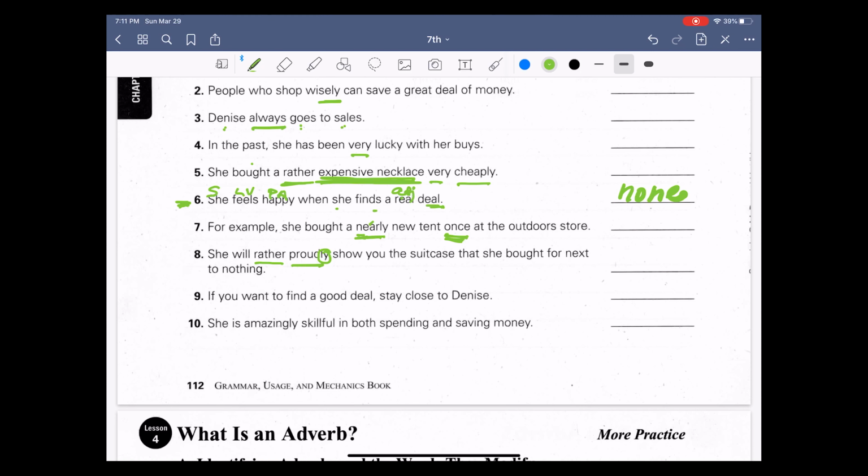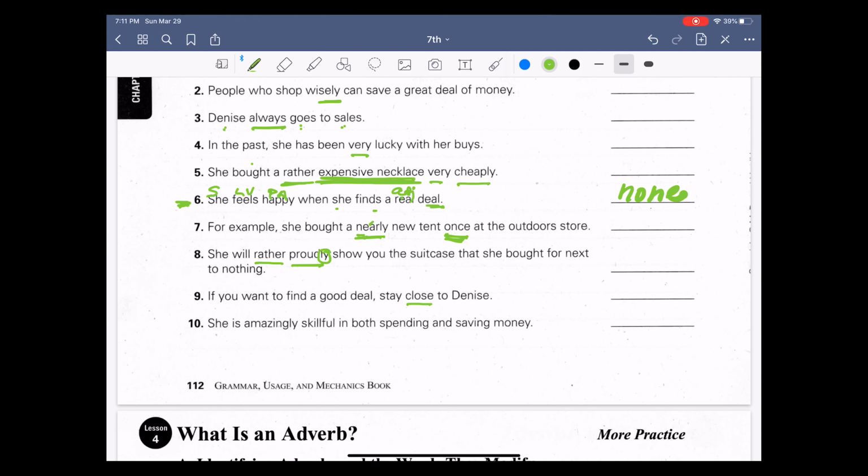Number 9, if you want to find a good deal, stay close to Denise. So here, good is telling us about deal. Good is an adjective. Here it says stay close to Denise, and stay is our verb. So close is telling you where to stay.